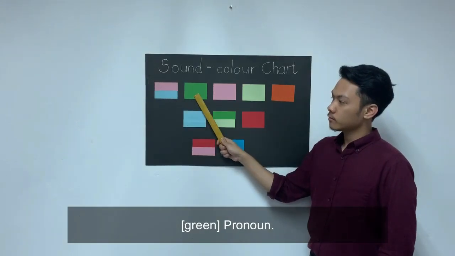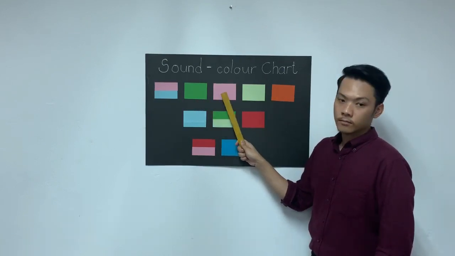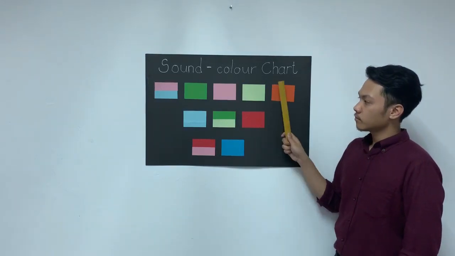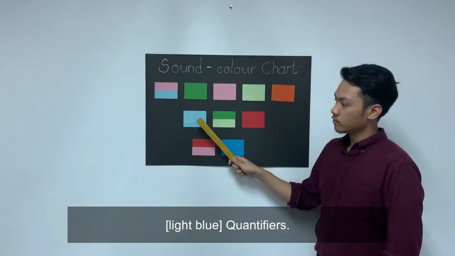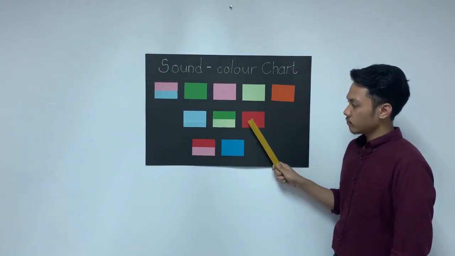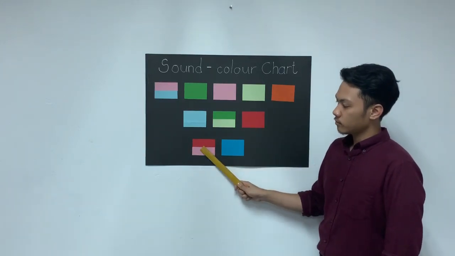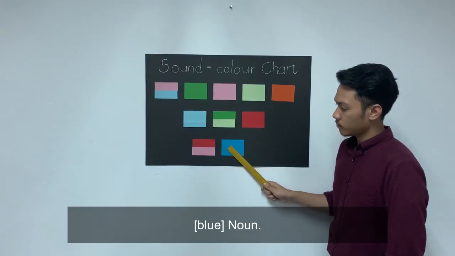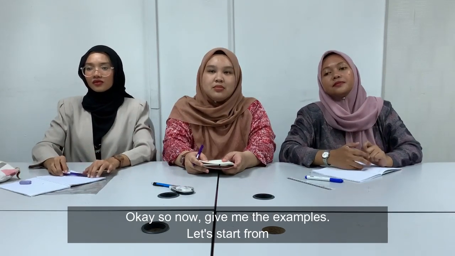Preposition. Pronoun. Interjection. Articles. Verb. Quantifiers. Adjective. Adverb. Conjunction. Noun. Okay, so now give me the examples.